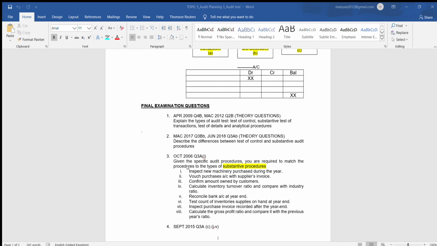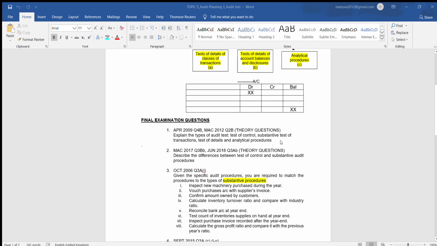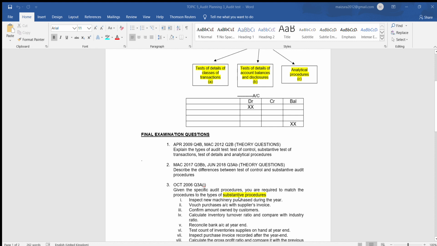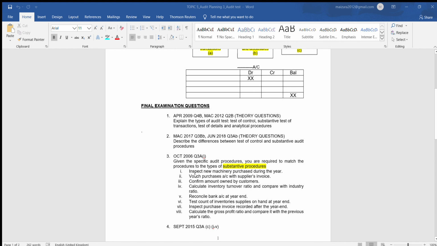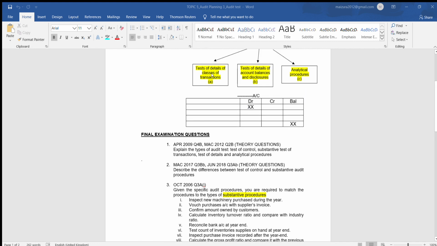Now, you are to identify the types of audit procedure. It means that you are going to identify from these three only. I've colored it yellow here. Number 1, inspect new machinery purchased during the year. The first thing that comes to your mind is whether it is transaction or balance. When you look at inspection of new machinery, it has to be in the debit side, isn't it? So we are doing the audit test of detail of classes of transaction. Okay, this is A.